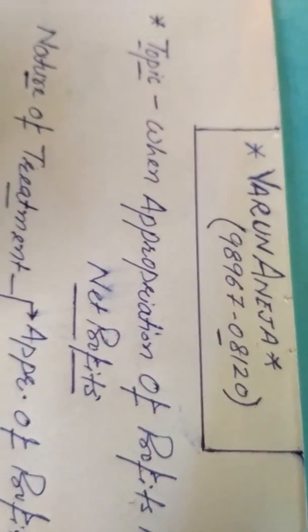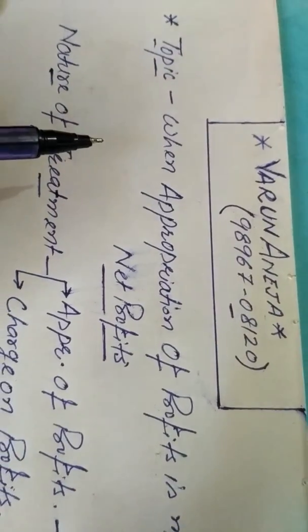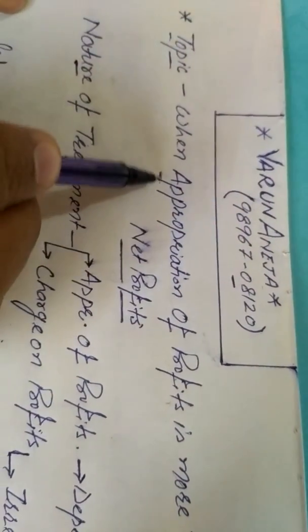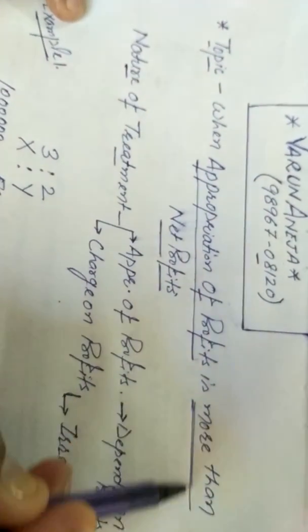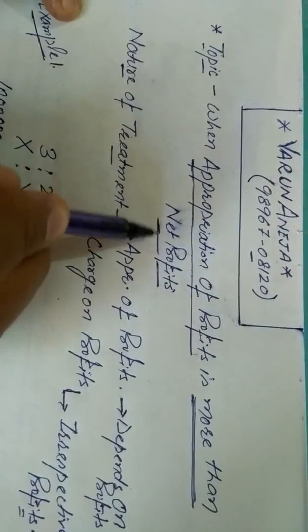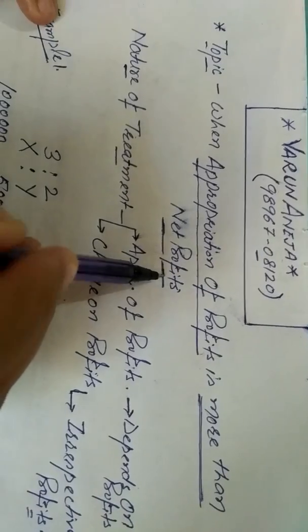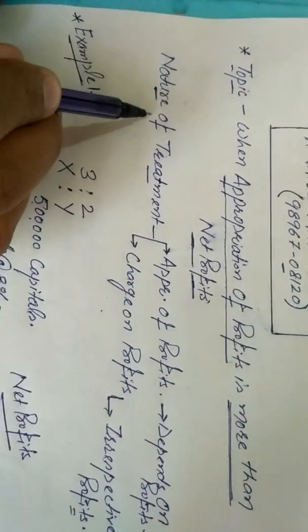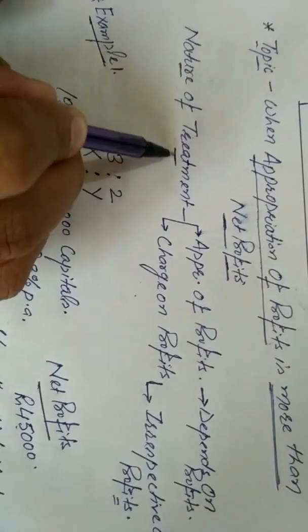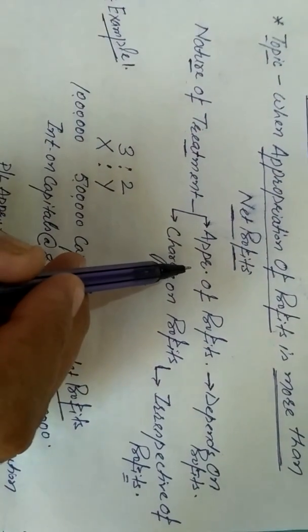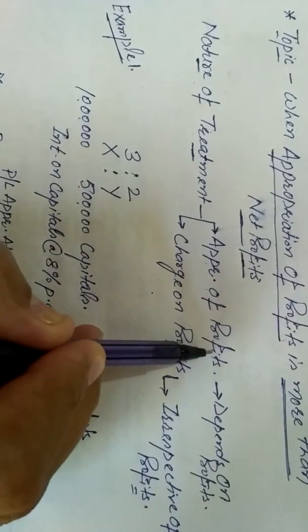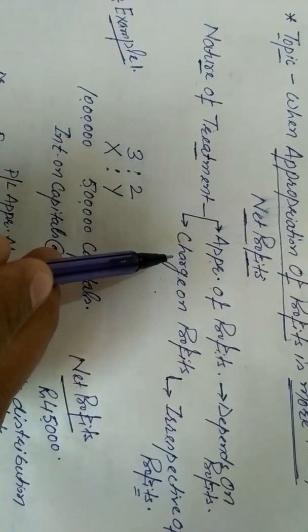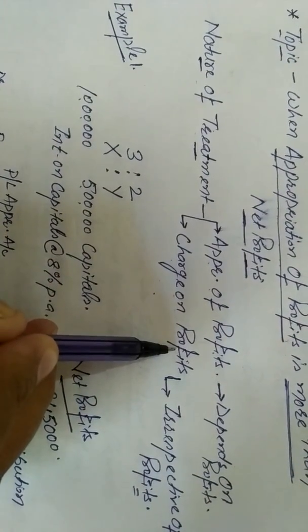Hello everyone. In this video, we will study the accounting treatment when appropriation of profits is more than the given net profits. Now we already know about the nature of treatment, and nature of treatment can be of two types: treatment as an appropriation of profit and treatment as a charge on profits.